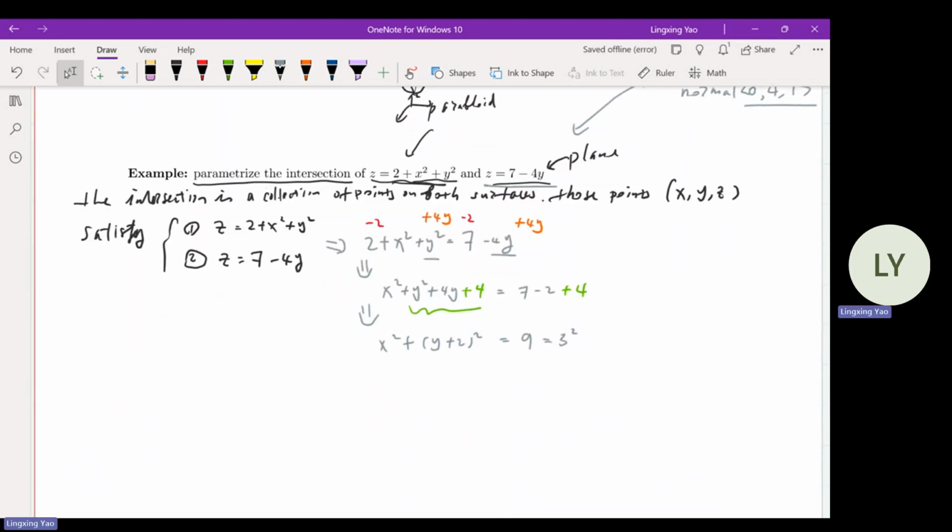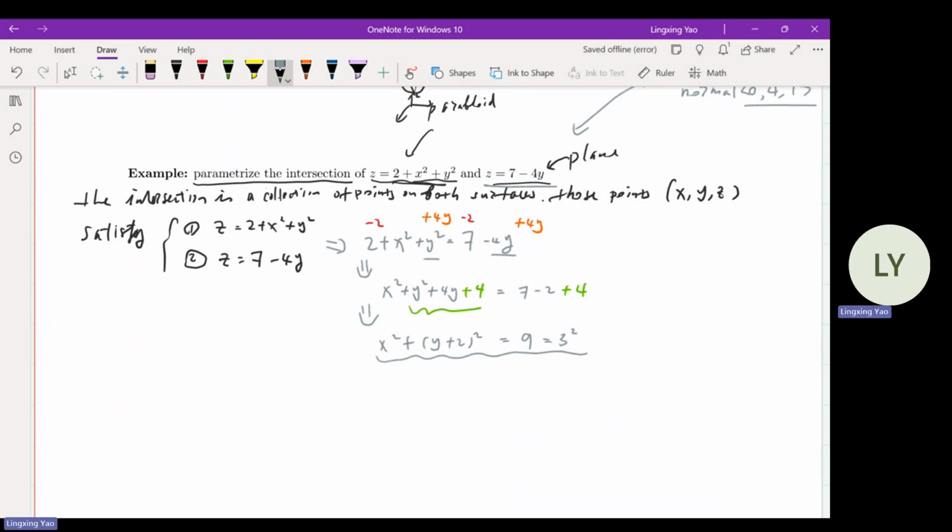Okay, so now this is the intersection. We want to parameterize. So how do we parameterize this? Well, we want to use one single parameter to represent all the points that satisfy this equation.